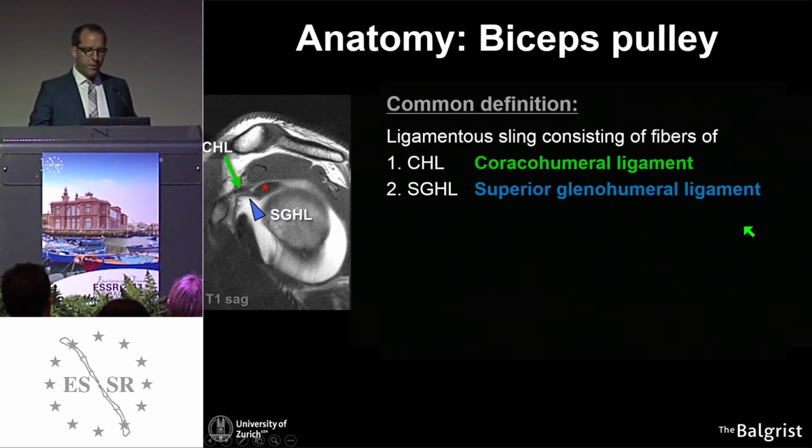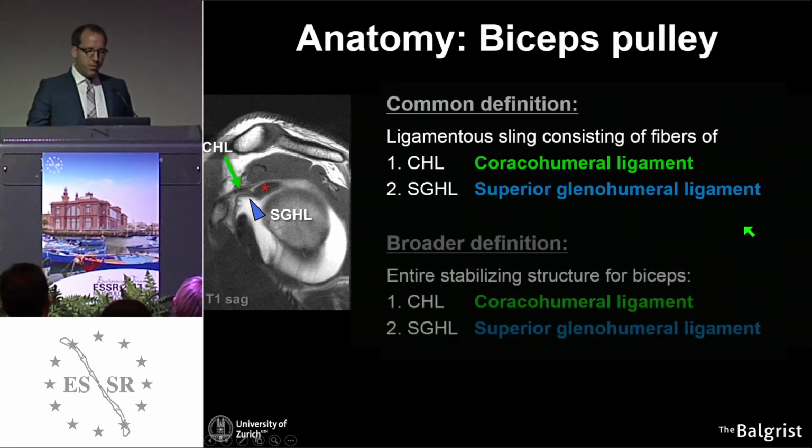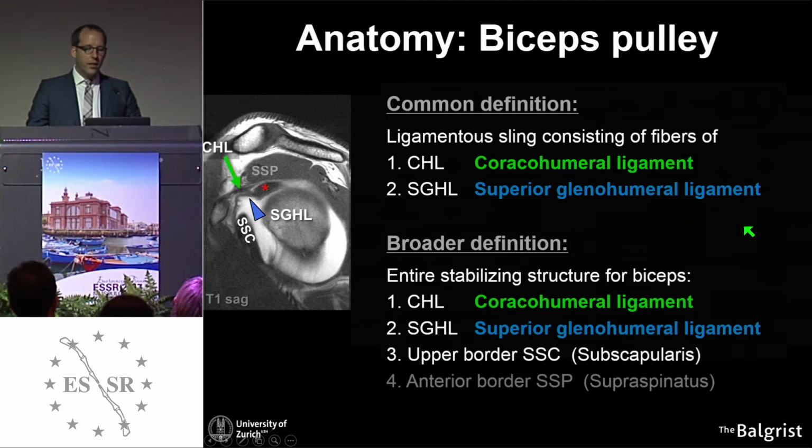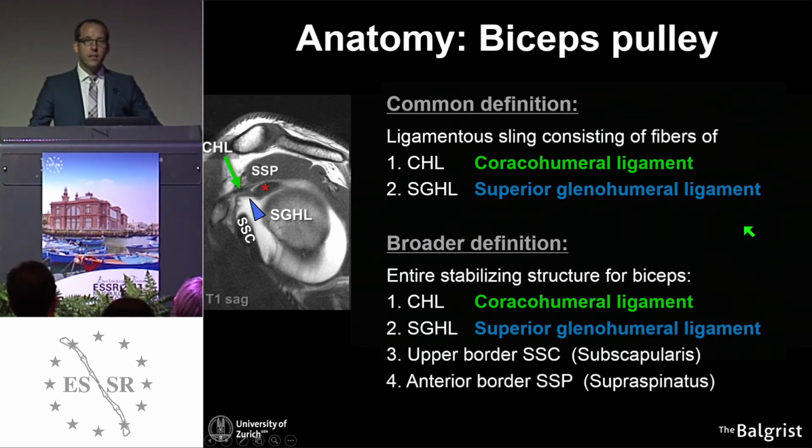What is the definition of the biceps pulley? The most common definition is these two ligaments. So it's a sling of fibrous bands between the coracohumeral ligament and the superior glenohumeral ligament. But there's a broader definition. Some people say you need to include the upper border of the subscapularis tendon as well, not only these two ligaments. And finally, some authors say some fibers from the anterior border of the supraspinatus tendon are also important for stabilizing the biceps tendon.